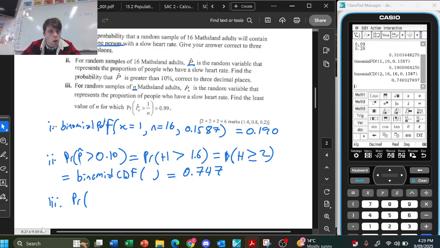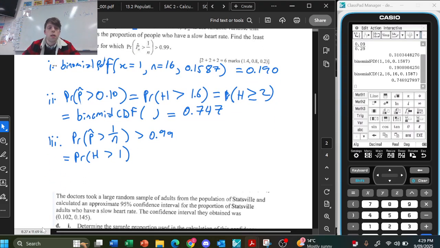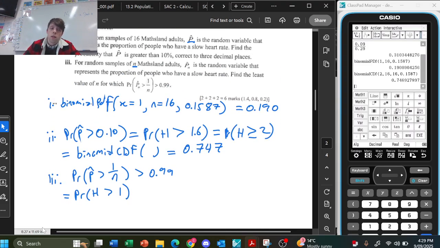So effectively, we can write this as the probability that p hat is greater than 1 over n is greater than 0.99. This is the same thing as saying the probability that the number of people with a slow heart rate is greater than 1. Because we're saying that the total number of people is n, so that sample is 1 out of n, so the number of people who have the slow heart rate must be greater than 1. Okay, so how can we write this a little bit easier?